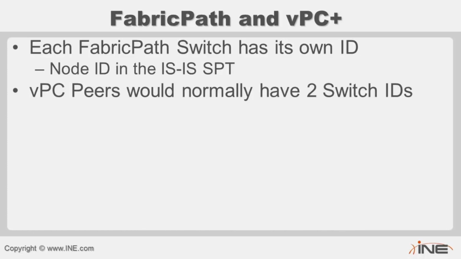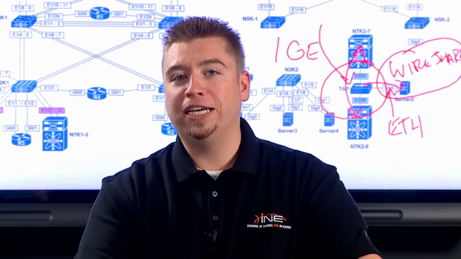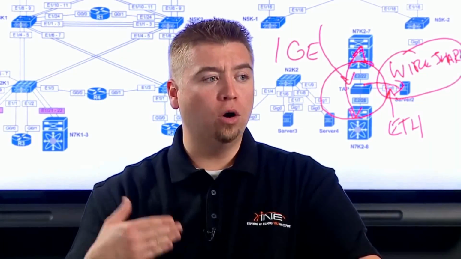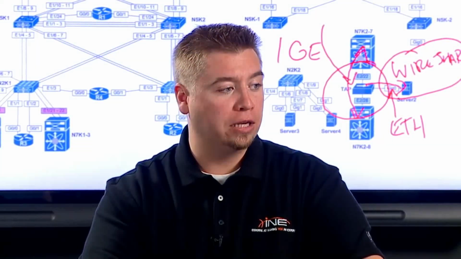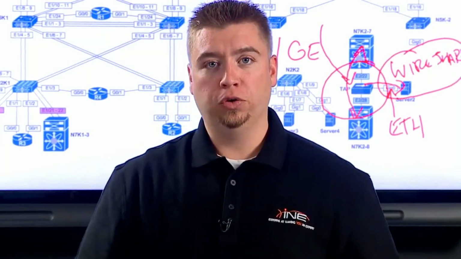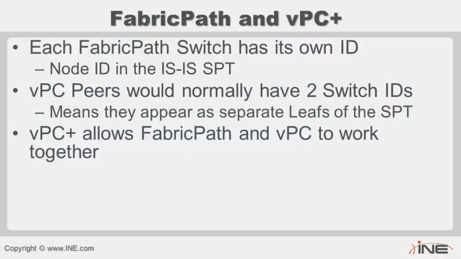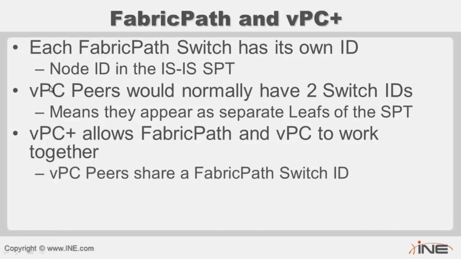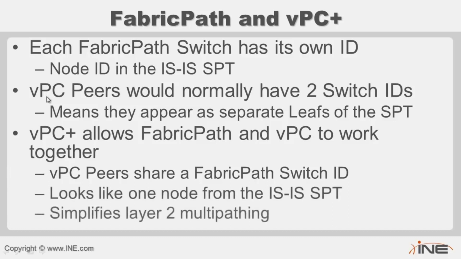So if we were to run regular FabricPath and VPC, the VPC peers are normally going to have separate switch IDs. So we go a little bit further with this enhancement. Now this is considered VPC Plus. Okay, VPC Plus is going to solve this problem of the VPC peers looking like separate leaves of the shortest path tree. So VPC Plus is, I'm going to take the VPC peers and I'm going to assign them a single switch ID. So this means that from ISIS's point of view, they appear as one node in the link state database. Okay, so this is what we're trying to solve, is to simplify the shortest path tree for ISIS. It's also going to simplify the layer 2 multipathing.